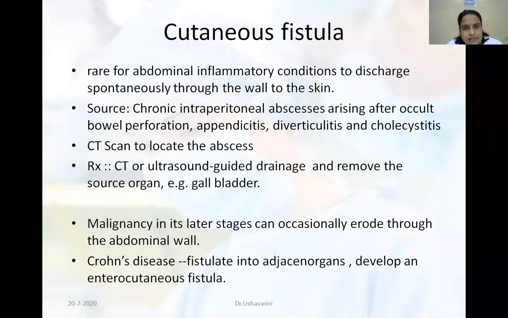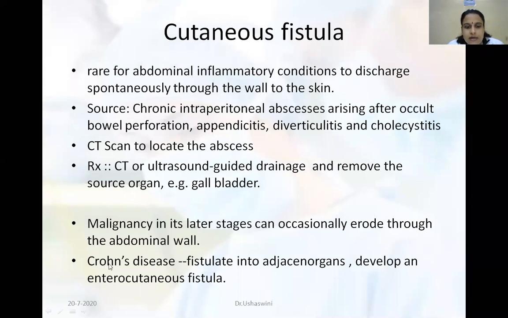As far as the abdominal wall is concerned, you have to remember that cutaneous fistula is one kind of infection you come across on the anterior abdominal wall. Any malignancy in the intra-abdominal organs, in its later stages, will occasionally erode through the anterior abdominal wall and may present as a cutaneous fistula, which is rarely seen, almost only in patients in the terminal stages.